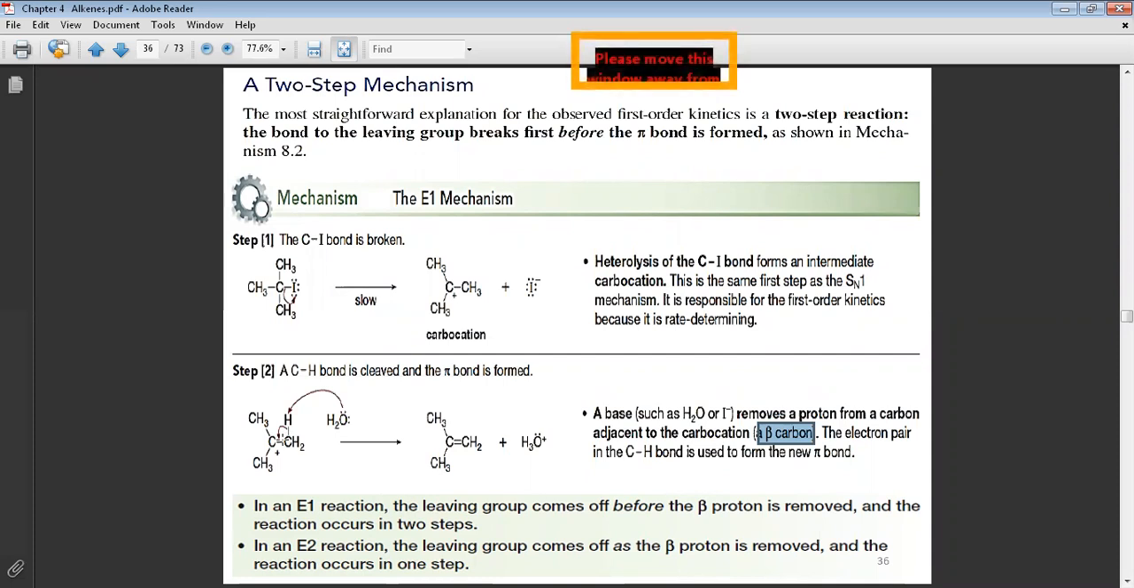Now, in an E1 reaction, the leaving group comes off before. Look, that means the leaving group leaves the structure first. But in E2, no, the leaving group and the base act both in the same time. That means E1 is a two-step mechanism, and this is just a one-step mechanism.